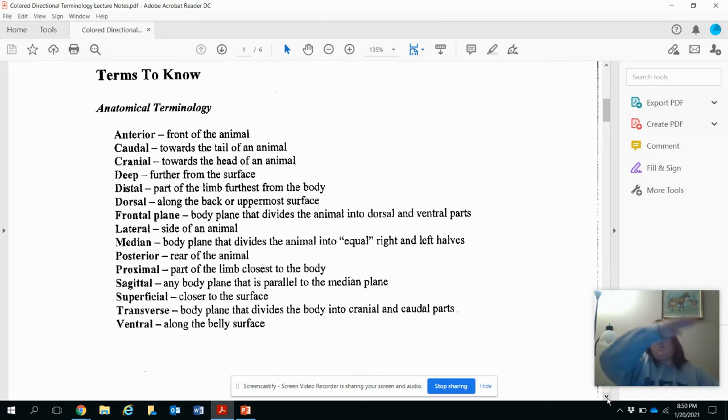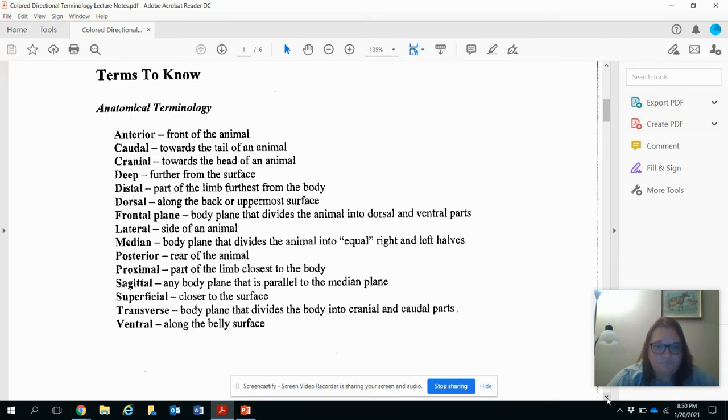The dorsal runs along the back or the uppermost surface of a four-legged animal. Frontal plane divides the animal into dorsal and ventral planes. Lateral side of the animal. Lateral means side. As we get into the medical terminology that you guys are going to start to learn, that goes hand in hand with anatomy and physiology, you will learn that lateral means side.